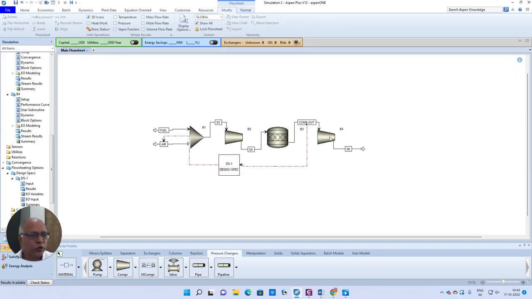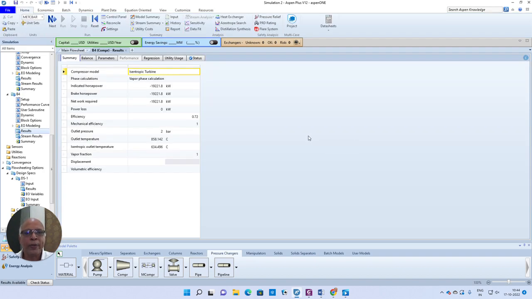What is the amount of power produced in the turbine? Remember, the power produced in the turbine is dependent on the exit pressure. So we said it is 2 bar, okay? The amount of net work, why is it negative? Because the turbine will be delivering work. So as per thermodynamic notation, this is the amount of work that you will be able to get from the turbine, which is equal to about 19,221.